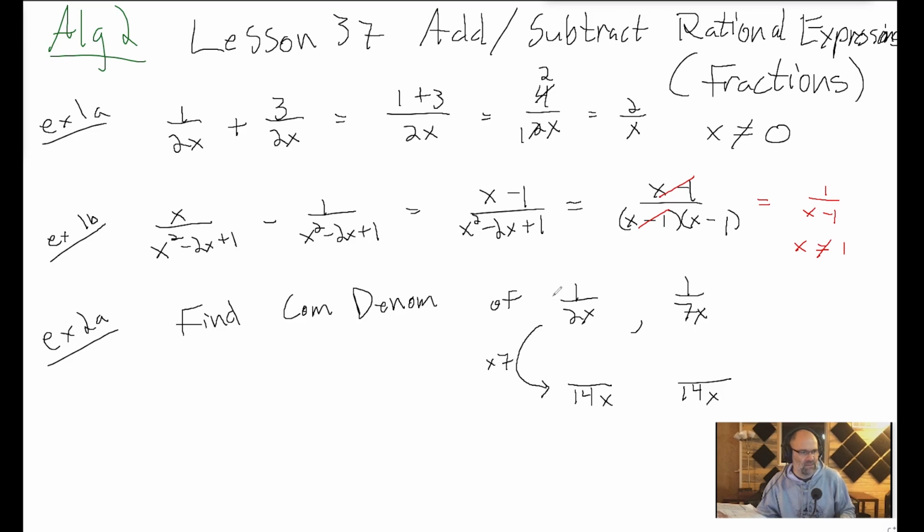Good. 7. So 1 times 7 is 7. If you are unsure, reduce that. And what do you get? 1 over 2x. But don't reduce it, because we have to write it like this. So times 2, times 2. So you get this. And if I were adding them together or subtracting them, it'd be 9 over 14x or 5 over 14x. Okay?